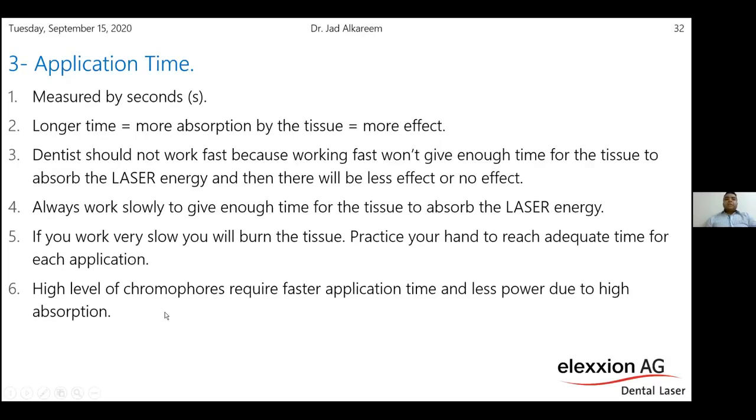Every tissue has different levels of the chromophores, which we mentioned before: hemoglobin, melanin, hydroxyapatite, and water. If you have a high level of chromophores inside the tissue, you will have higher absorption, and in that case, you don't need to use high power. Tissues which have a lower level of chromophores will have less absorption, and of course, in that case, you need to increase the power so you can deliver more energy into the tissue.